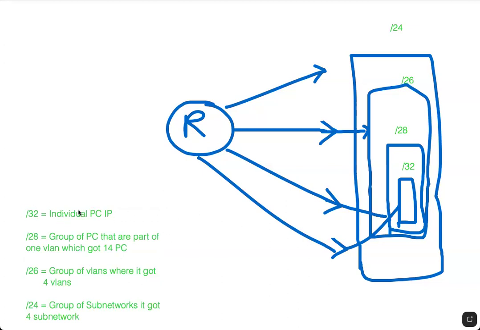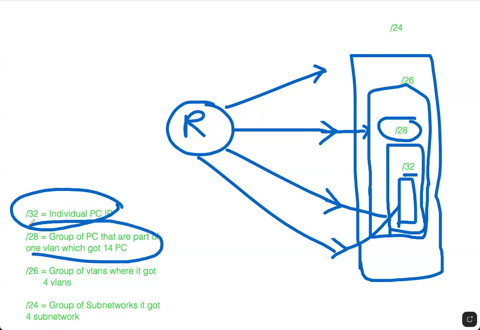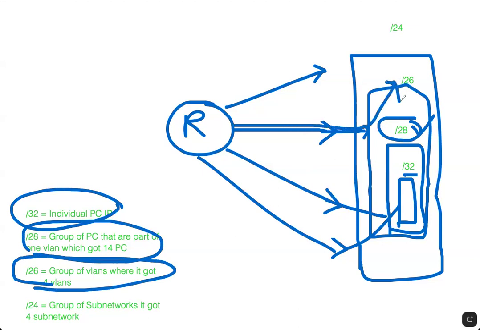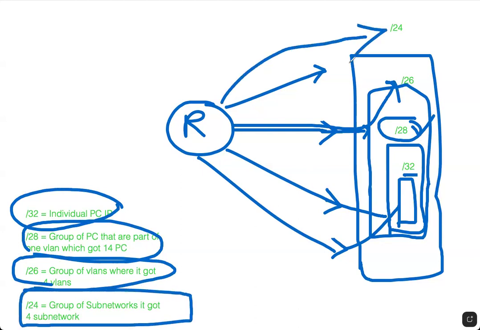So if the router wants to go to the PC IP, one router says it has the direct address to the PC, which is the more specific address, the /32. The other router says I have a specific route of a VLAN. That VLAN will have 14 PCs. So that will be the next best one. The other one says I have a route to the group of VLANs, where mine is a subnetwork route. I can show you /26. The other one says I have a network address which has 4 subnetworks. Mine is /24. So in this case, which one is the most preferred route?